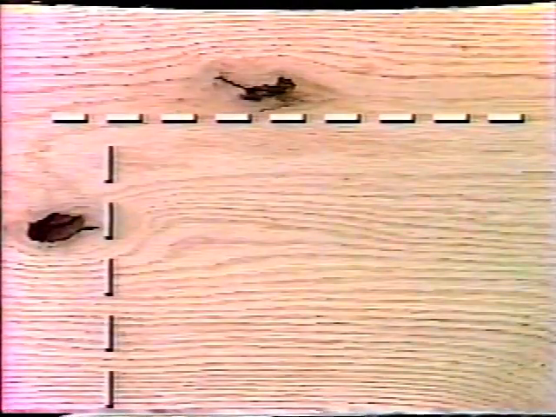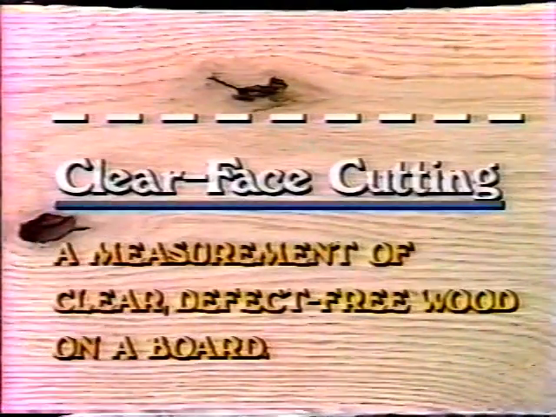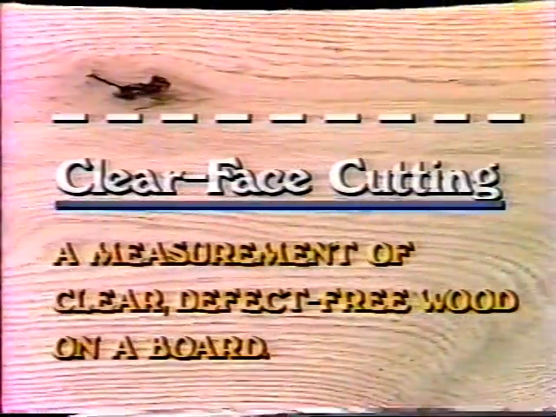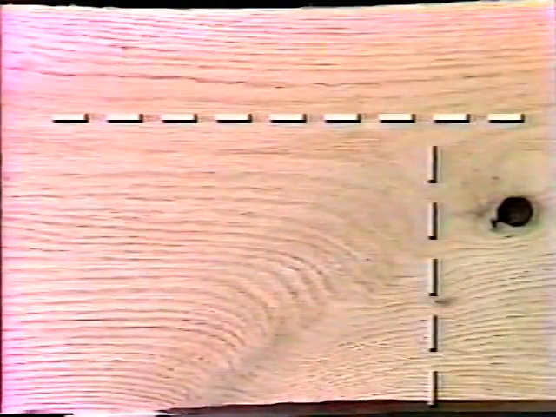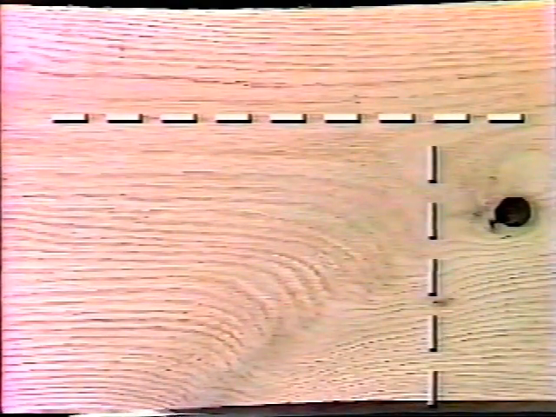The grading system established by the National Hardwood Lumber Association for hardwood lumber is referred to as the cutting unit method. Two important terms you must understand to fully grasp how the cutting unit system works are clear face cutting and clear face cutting units. A clear face cutting is a measurement of clear, defect-free wood on the board. All the grades have a minimum percentage of clear wood required, and an inspector will break the board down into these clear areas to determine grade.